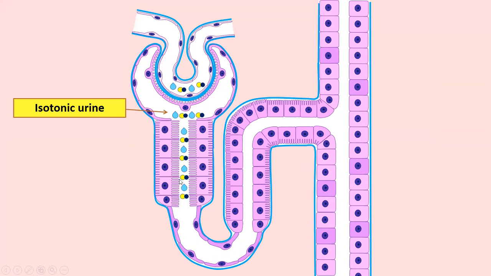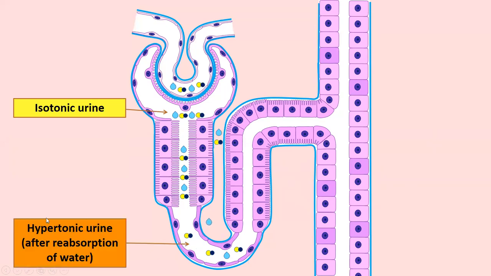So primary urine is isotonic because it has the same concentration of ions as in the blood plasma. This fluid, which is present in proximal tubules, also is isotonic because isotonic fluid is reabsorbed. In the thin tubules, mainly reabsorption of water takes place under influence of salty interstitium. So this urine is hypertonic after reabsorption of water, because it's more concentrated than in the proximal tubule.